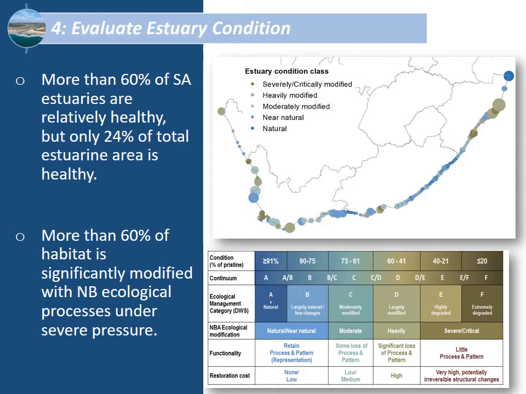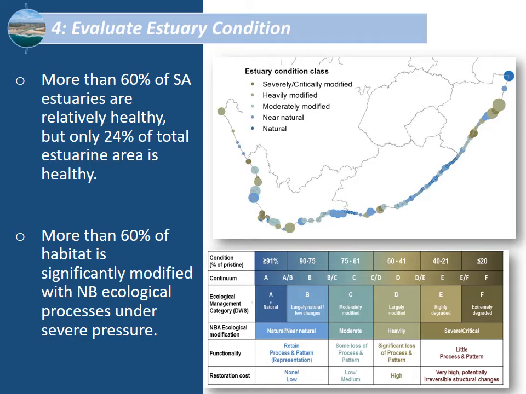So all of that brings us to the next step, which is evaluating our estuarine condition. You have to look at this map, and what you see is the blue colors mean estuaries are in good condition, and the brown colors mean the estuary is severely or critically degraded. The size of the bubble indicates the size of the estuary. So we've evaluated the Water Affairs classification rating system.